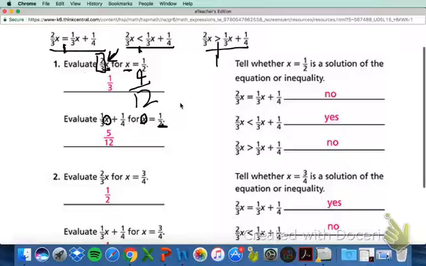So is 4/12 equal to 5/12? Obviously not. Is 5/12 greater? Yes, it is. Is 5/12 smaller? No, it is not. Okay.